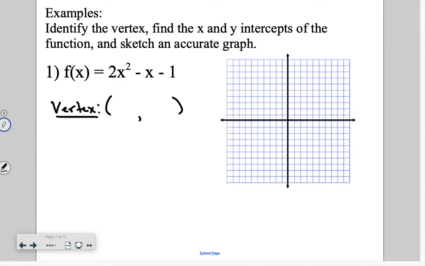So let's start with the vertex. If this was in vertex form, I'd be able to just say, there it is. There's the h, there's the k. We can just pull it right out of the equation. Unfortunately, I'm not in vertex form, so how do we start by finding the x-coordinate?